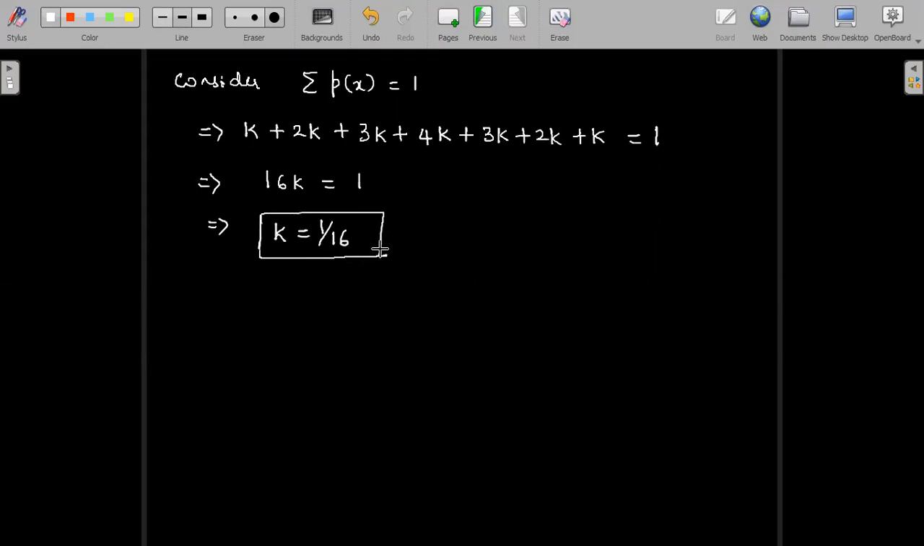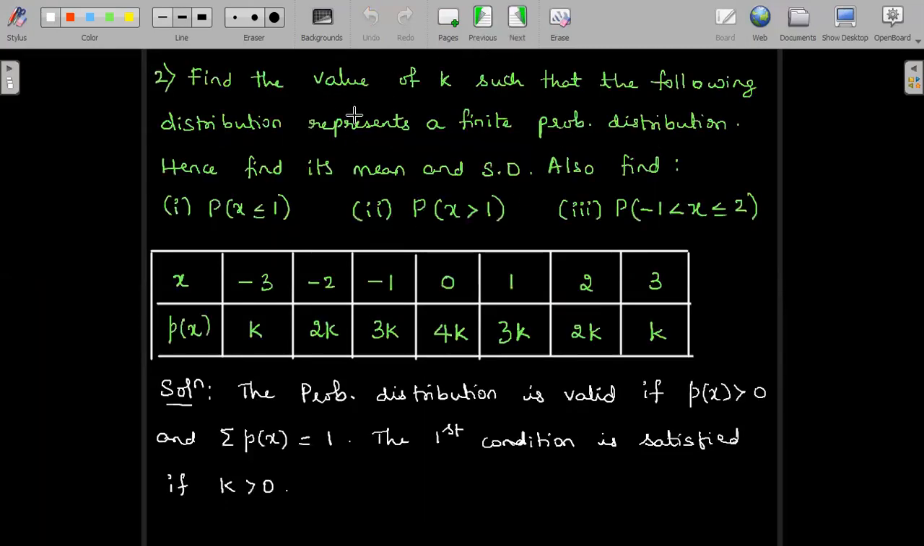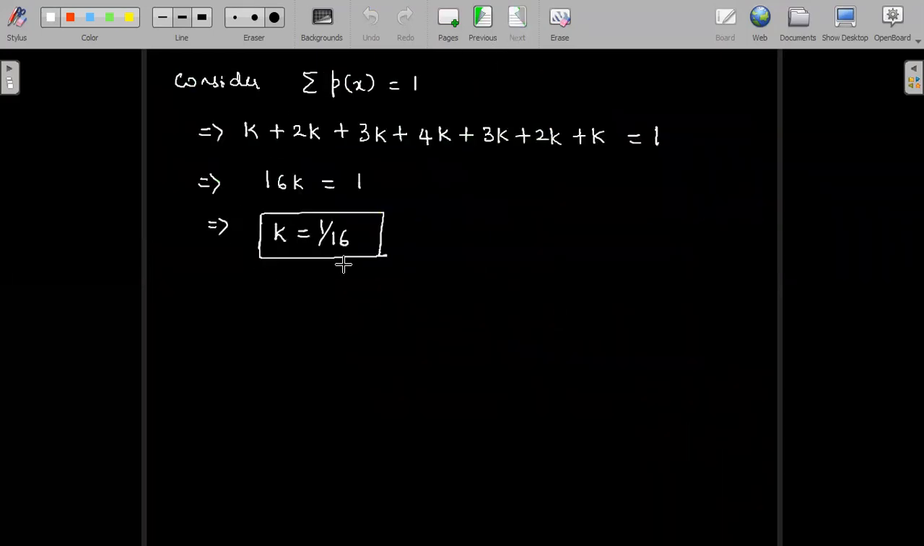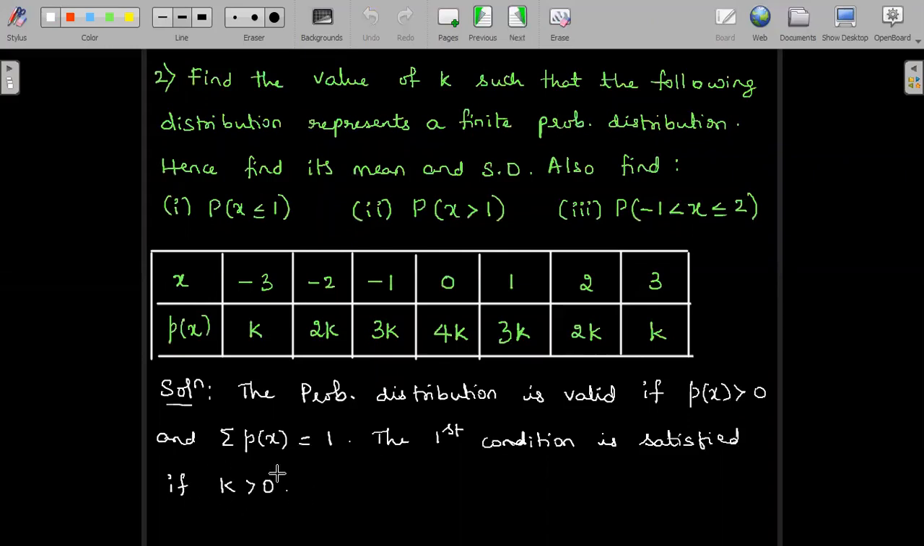We observe that we had to find out k first, given that the following table represents the finite probability distribution table. So that is why we impose the condition of finite probability distribution, summation p of x is equal to 1. We use this condition to obtain the value of k. And now we observe that k is automatically a positive value. The first condition is also satisfied in turn.